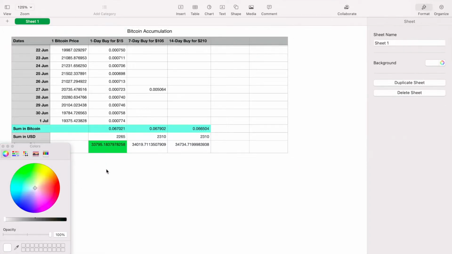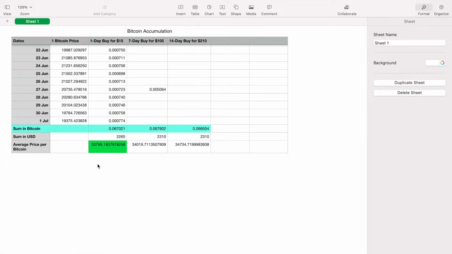Let me sum it up now. After 6 months of a daily purchases, for an amount of $15, I spent in total $2,265. This allowed me to own in total 0.067 Bitcoin. The dollar cost average price that I paid is $33,795.